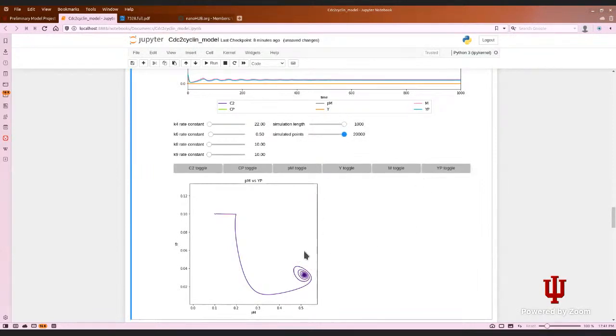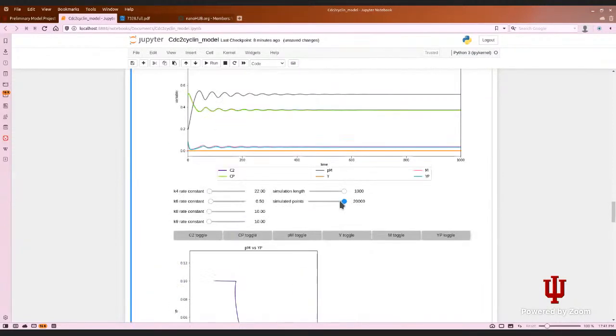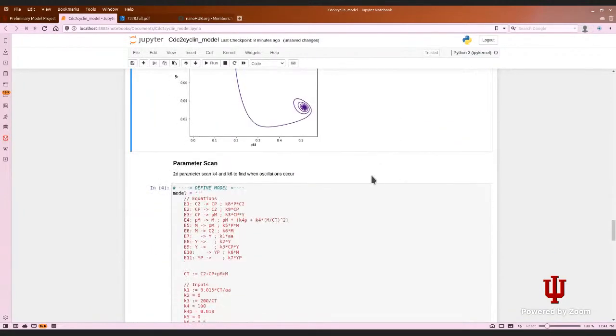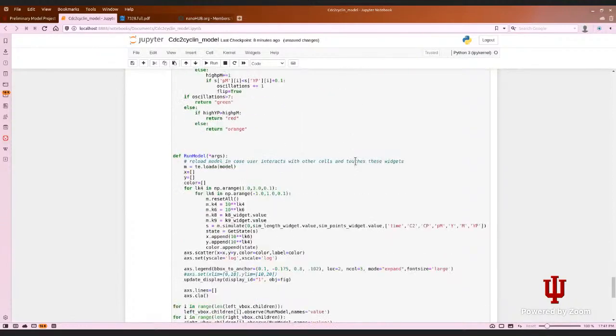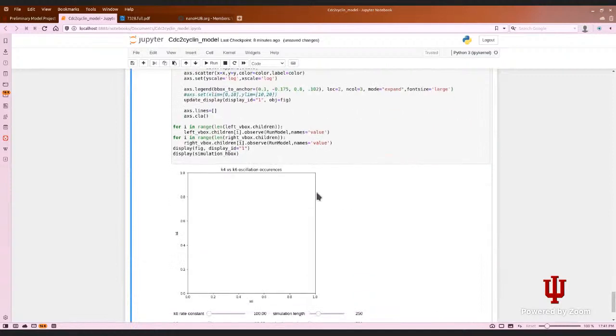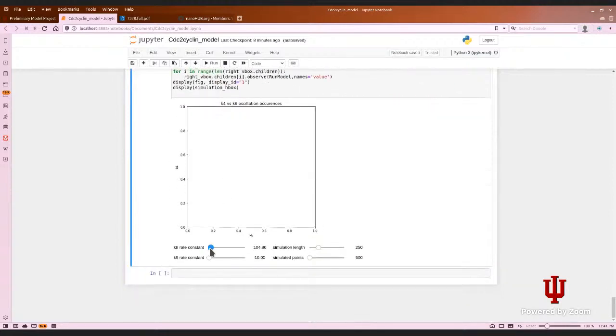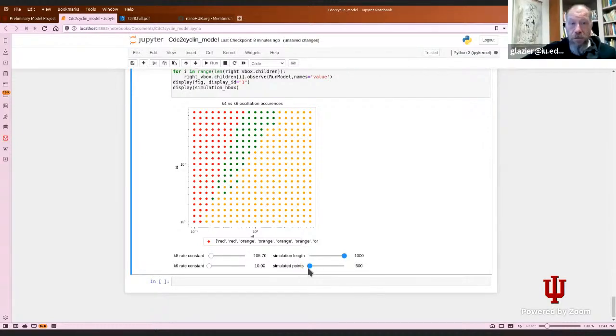You can see that these oscillations die down, and so does this graph of these two. But I need to put more explanations for what's actually going on in this model. And I've also got this parameter scan for K4 and K6. It runs through all these, and we get this... I forgot what the word for this kind of graph is, but it's a bifurcation diagram. Bifurcation, yeah, all right.